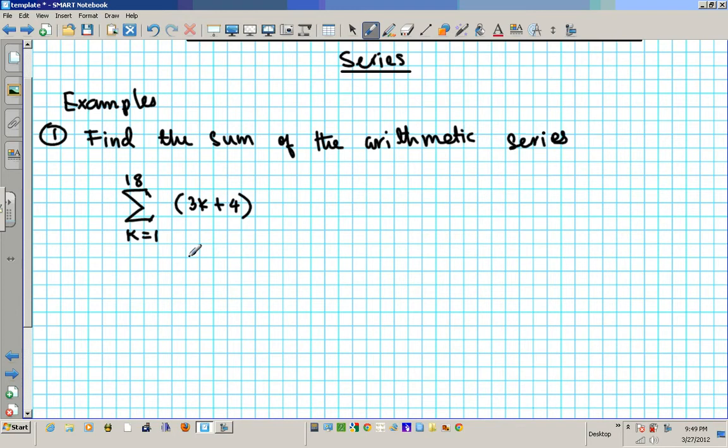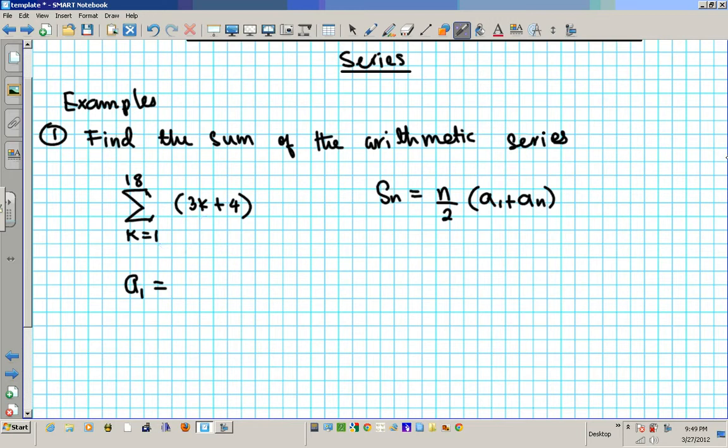The formula for the sum of an arithmetic series is given by Sn equals n over 2 times a1 plus an. So we need n, a1, and an in order to find what the sum is. Hopefully we have enough information. So what is a1? In order to get a1, you take the lower limit and plug it into k. That will generate a1 for you.